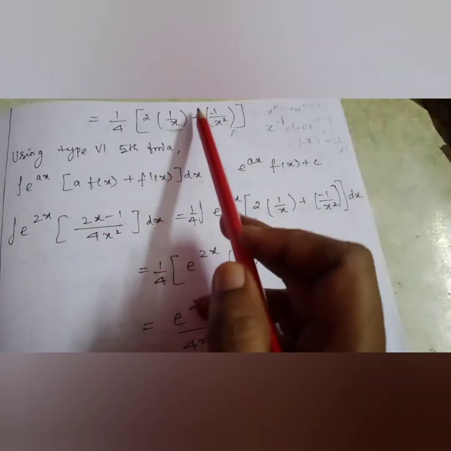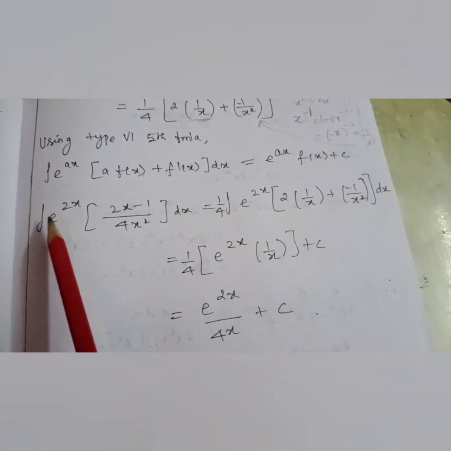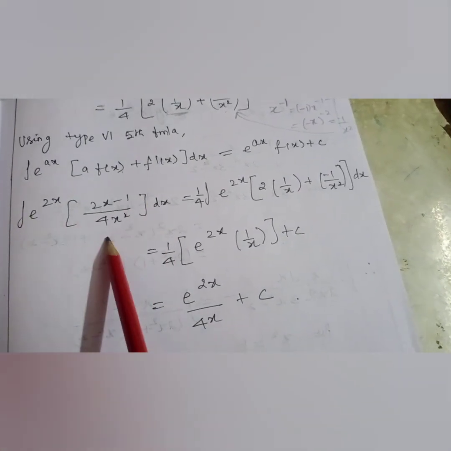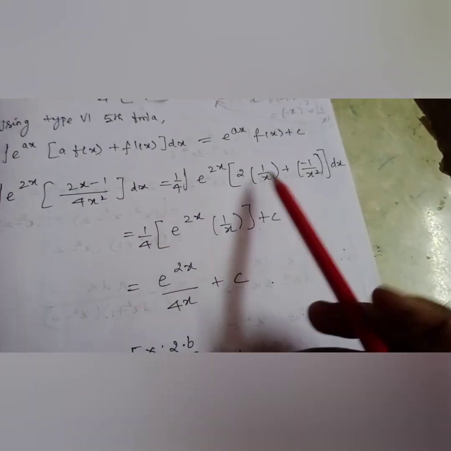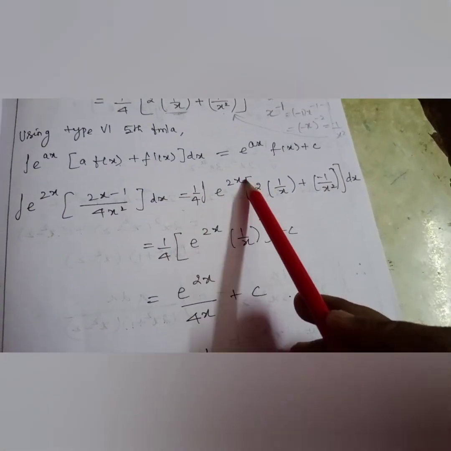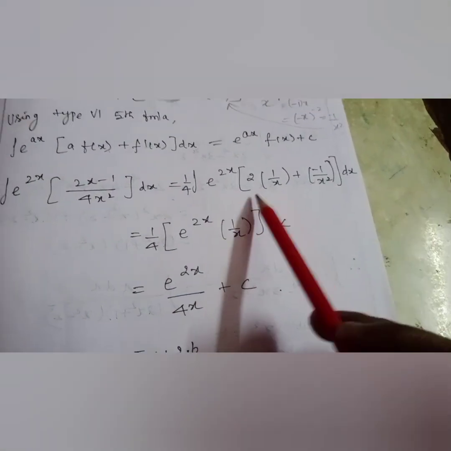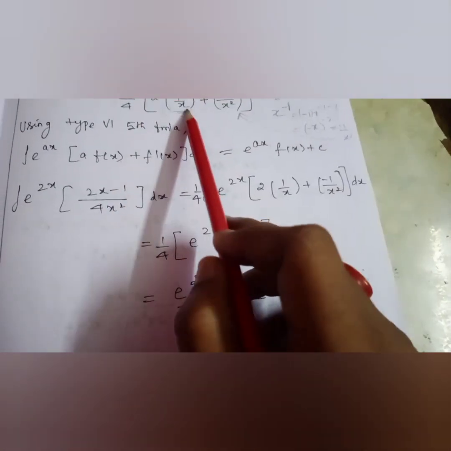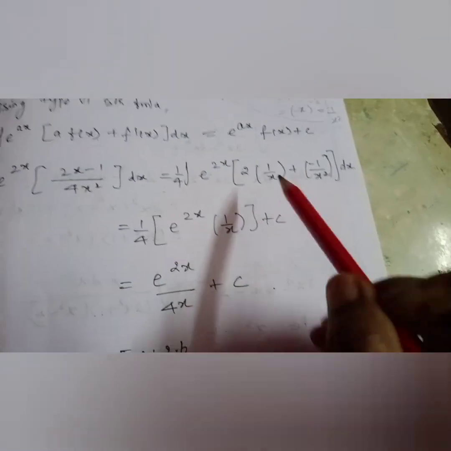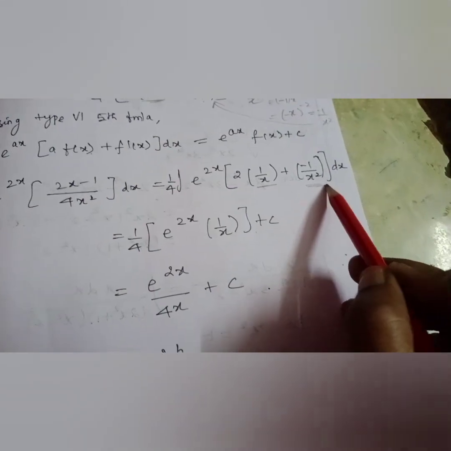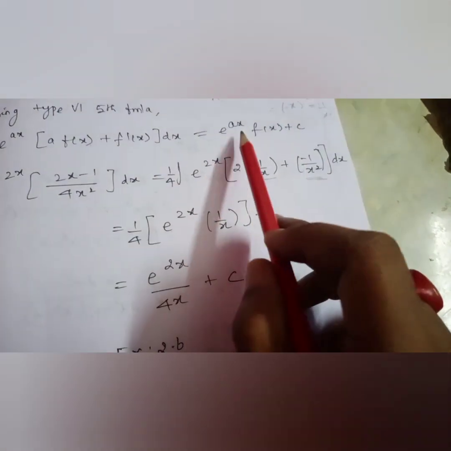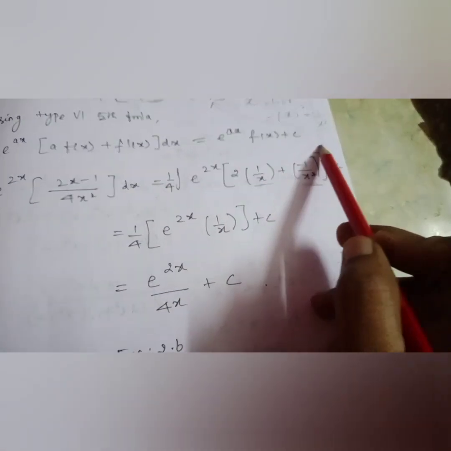Now I can apply the same formula over here. So integral e power 2x into 2x minus 1 by 4x square dx is equal to, taking 1 by 4 common outside, integral e power 2x, that was given in the question, into 2 into 1 by x plus minus 1 by x square. This is my f of x and this is my f dash of x. Now as per the formula, I can directly convert this as e power ax into f of x plus c.